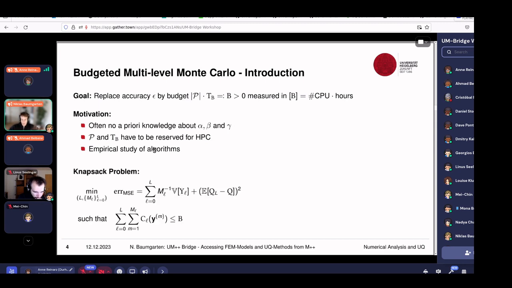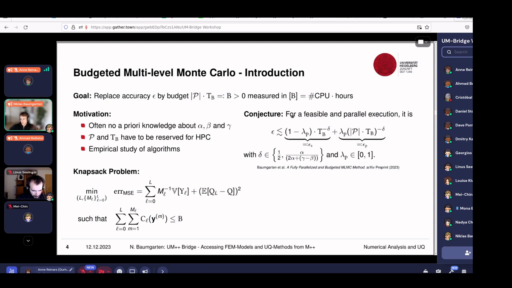So mathematically, this is formulated as a knapsack problem. So we try to minimize the mean squared error, and we search for the highest level and this level sequence such that we minimize this error under this computational constraint. So the cost of all samples summed up over all the samples and all the levels must be smaller or equal to the computational budget.